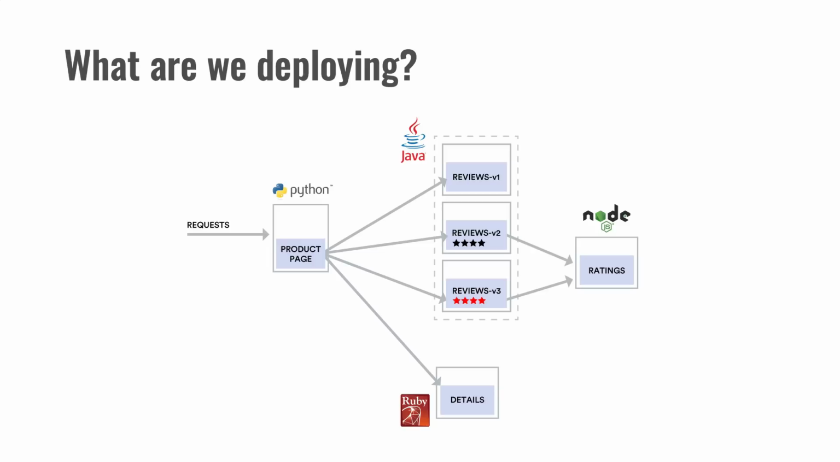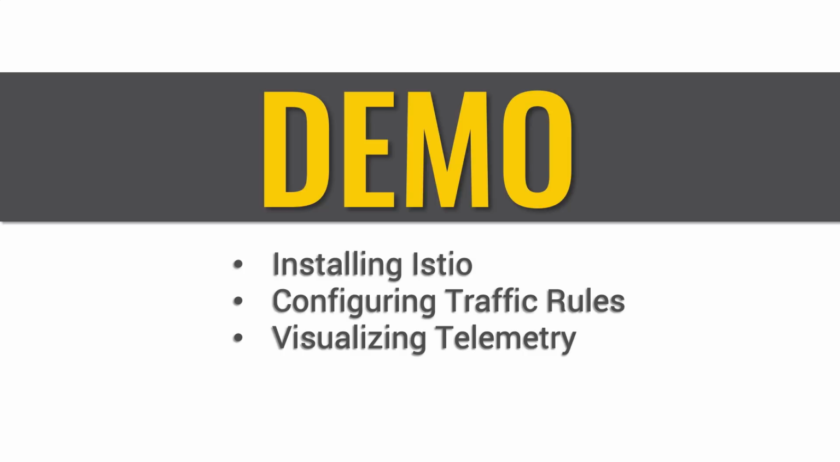There is also a microservice written in Ruby that sends the details of books. And finally, there is a ratings service written in Node.js, which maybe talks to MongoDB, and that's how the ratings are pulled from the data store and translated into a set of stars. So this is the hierarchy: the product page calls reviews, and reviews calls ratings. Product also calls details. So we're going to see how to install Istio, configure the traffic rules, and visualize telemetry. Let's get started.